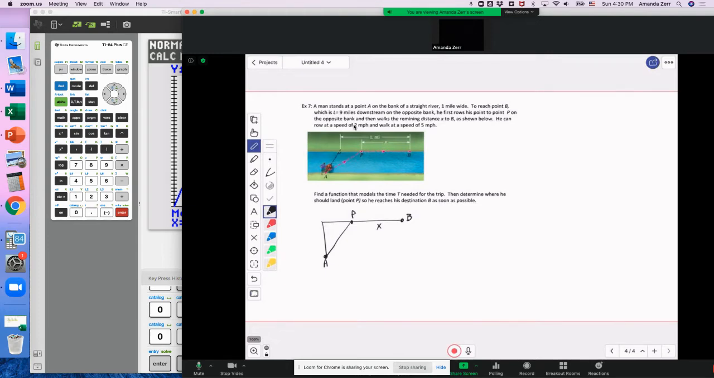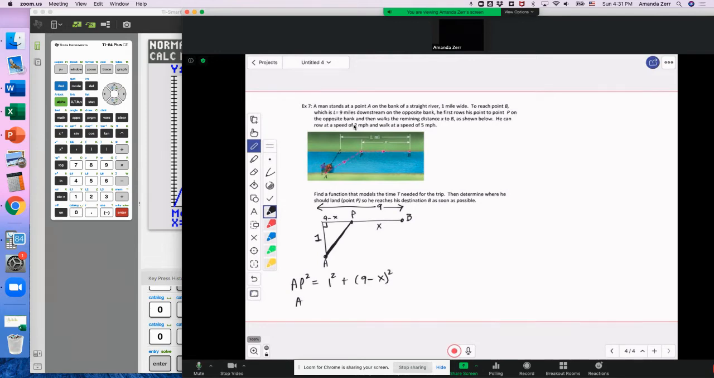All right, and the distance across the river, this is 1. And it's 9 miles downstream, so this entire length is 9. So then this right here would be 9 minus X. And so I have a right triangle in here, so I can figure out this distance from A to P. We can use the Pythagorean theorem because that's a hypotenuse, so we have AP squared would be the square of each of those shorter legs.